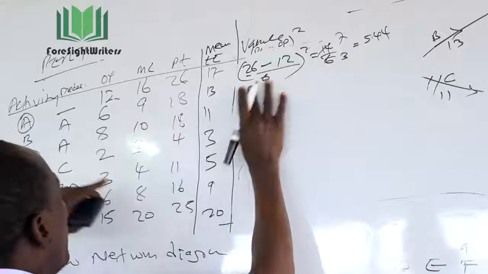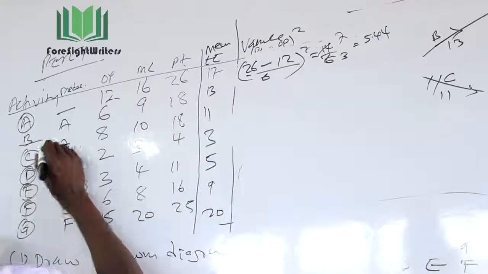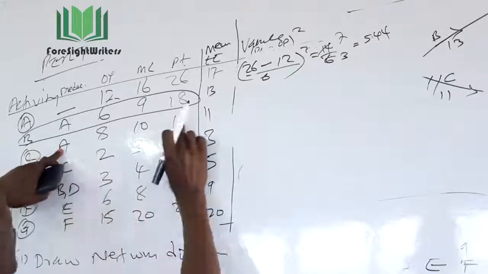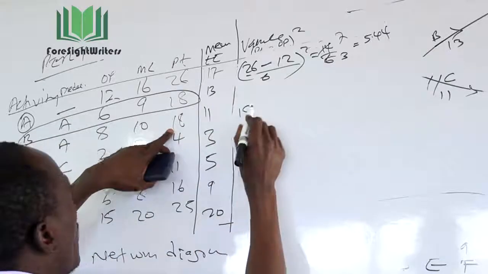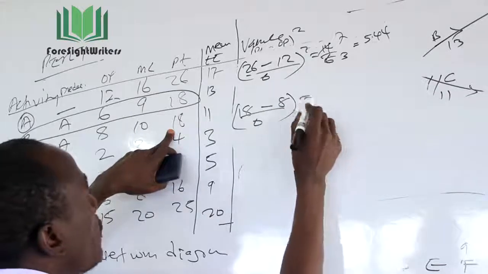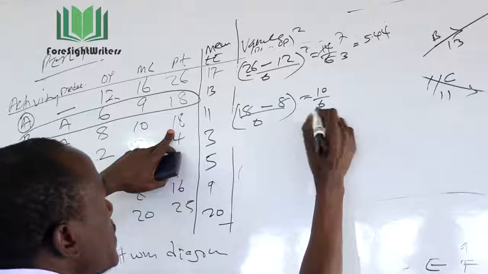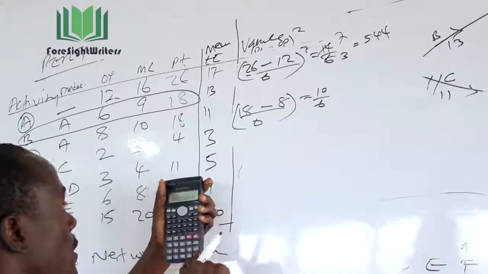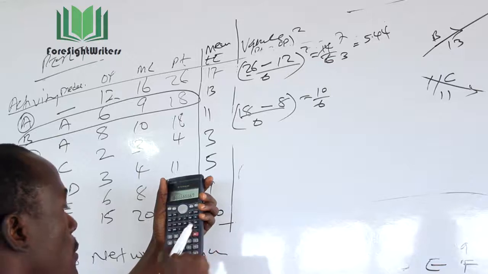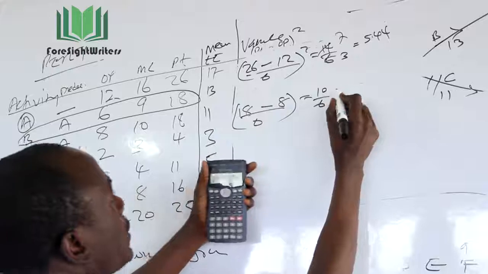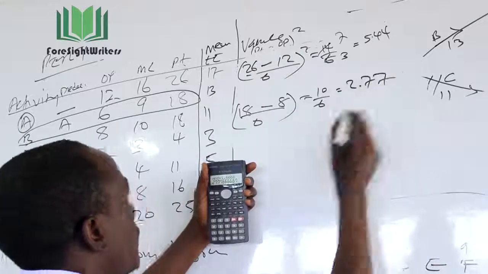It's the only non-critical one, so I skip it and go to the third one. The third one is 18 minus 8 divided by 6, so this becomes 10 divided by 6. 10 divided by 6 times 1.6666, so it is 2.77, or 2.78. I think that is okay.